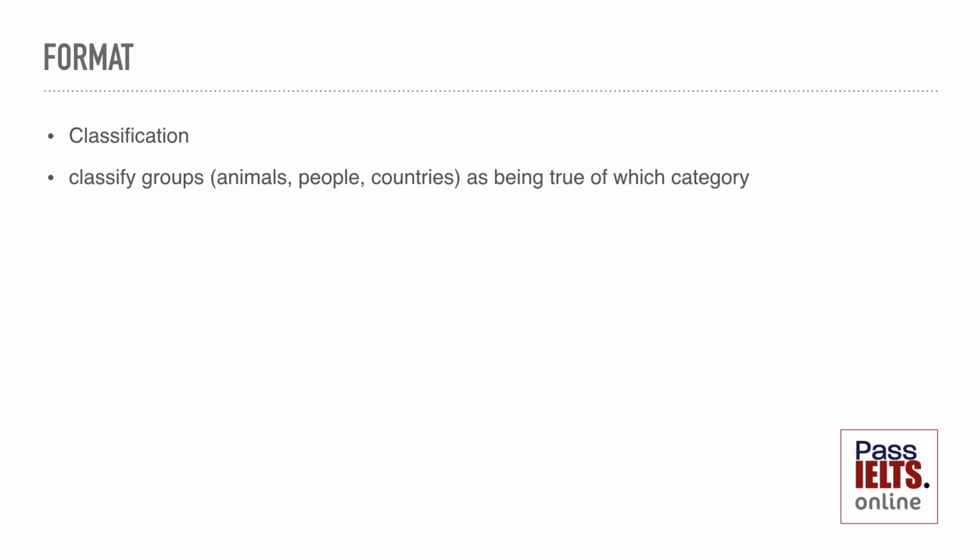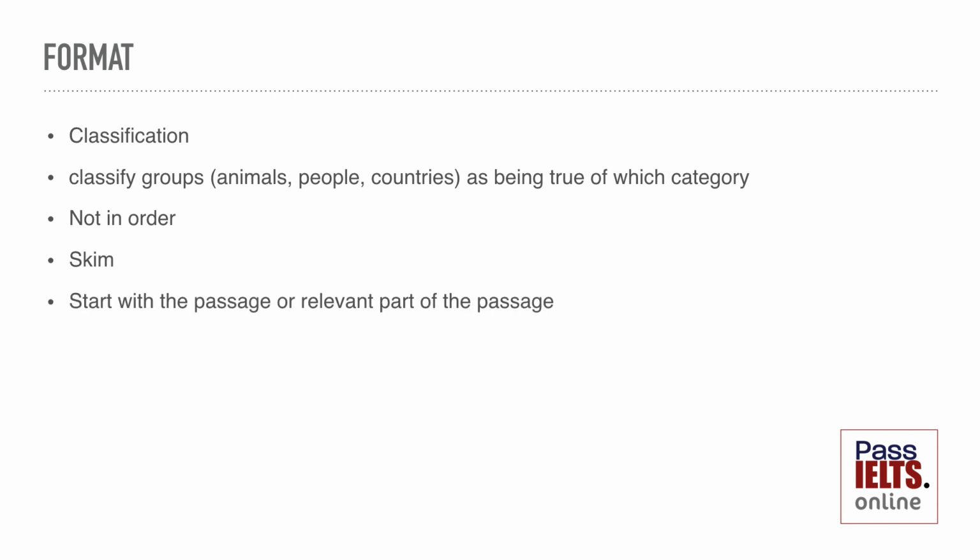The format of this question is called classification, which means you have to classify groups, for example, animals, people or countries, as being true of certain categories. The questions and the answers are not in order, and you will have to skim. You start by reading the passage or the relevant part of the passage, and you answer the questions by choosing a category for the statements. The answers are always letters.